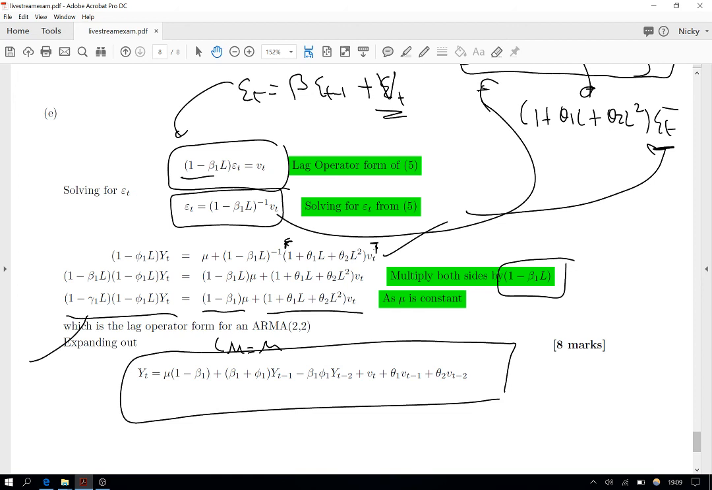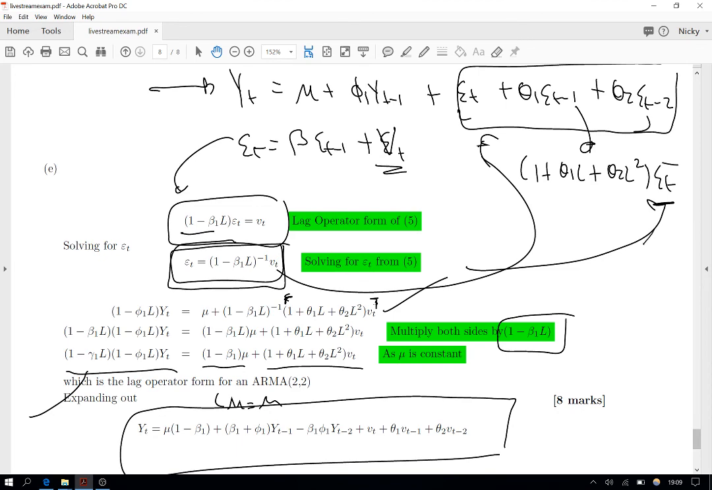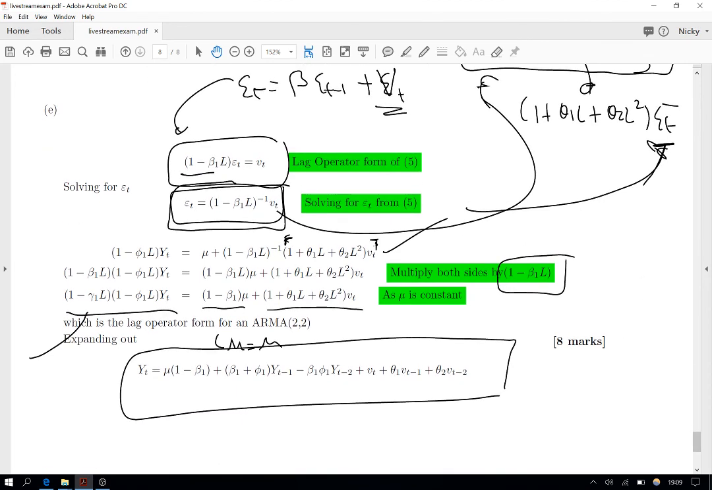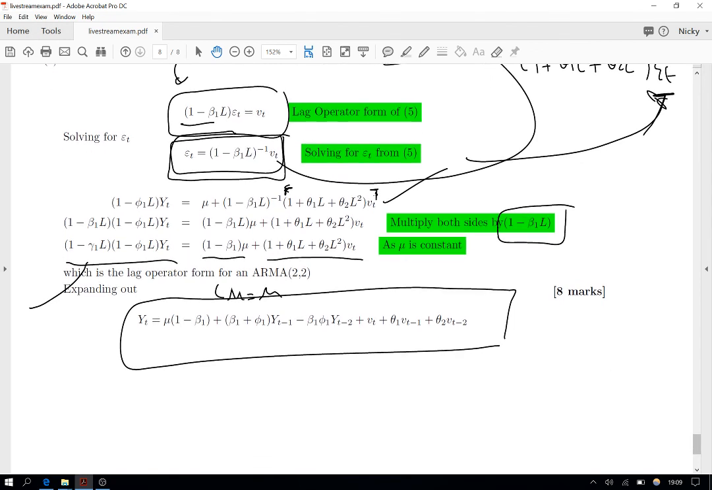The key part is to write epsilon t now as a function of vt and plug it back into the original equation, and then to expand it all out. So from there on in, it's just algebra. Then we can see that we can write now: this is the constant, and these are the coefficients on yt minus 1, yt minus 2, and on the shocks. So that's it.